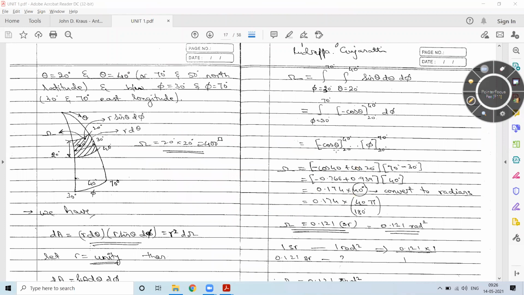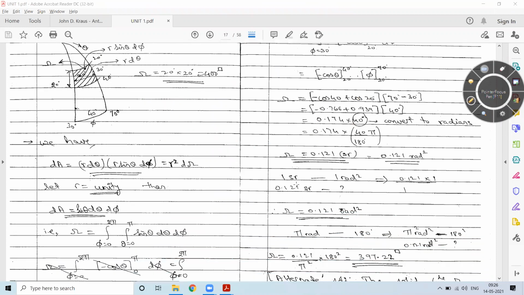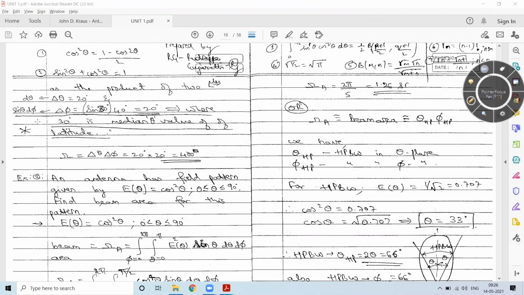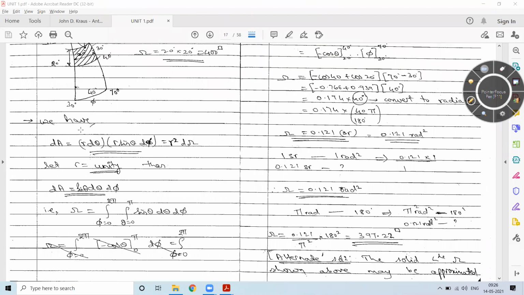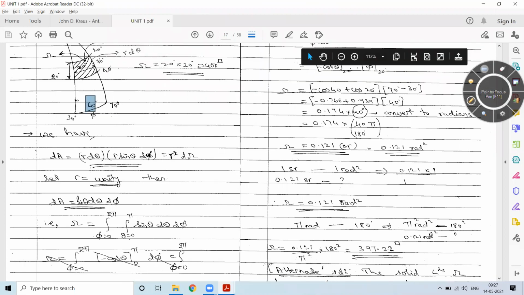But what you have is, along with the angle, you have the other parameter over there. Therefore, you should be careful when you are performing that operation. So here, what did we do? We referred to sine theta, d theta, and d phi. D phi is 40 degrees, d theta is 20 degrees.